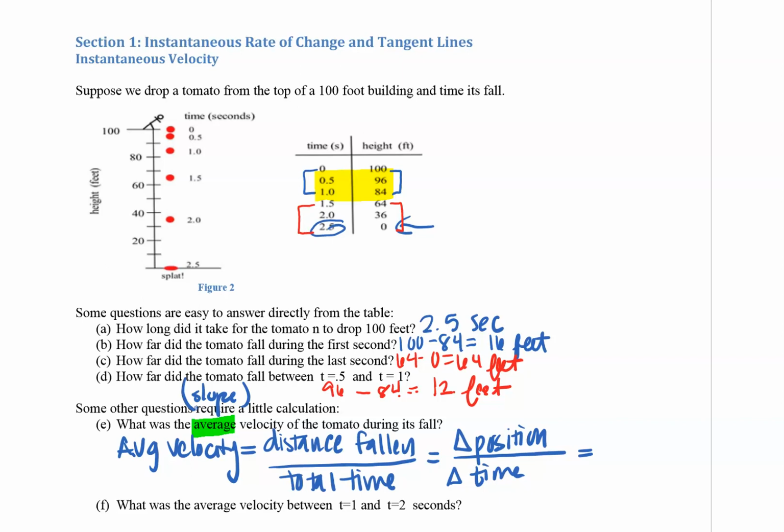If I think about the average velocity during its fall, I know that we went down 100 feet, so negative 100 feet, over 2.5 seconds. Now I'm doing the negative here because this negative shows me the direction that it was going, downward 100 feet. So it's dropping. And this totals out to be equal to negative 40 feet per second. So the average velocity of the tomato during its fall is negative 40 feet per second.